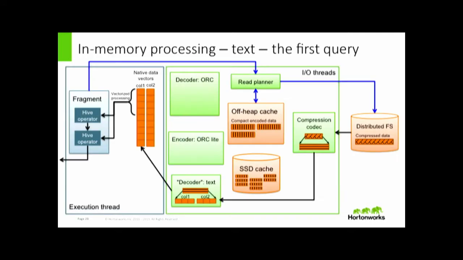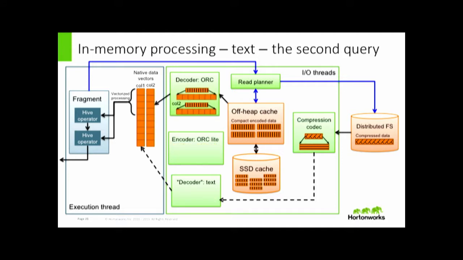And the way the text cache works is like this. Say you run the first query, which looks similar to how ORC works, except it entirely bypasses the cache on the read phase because there's nothing in there for this particular data. We have a separate decoder that decodes text into vectorized formats. However, something interesting happens after we have given the data to the operator pipeline to process. In the background, we have a lightweight ORC encoder that encodes the data into ORC. It's not full ORC, it's kind of an ORC-ish format, and puts it in the off-heap cache.